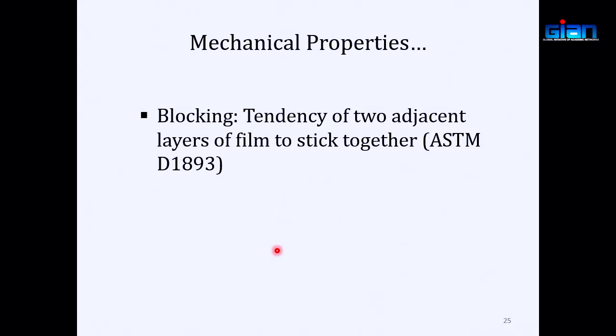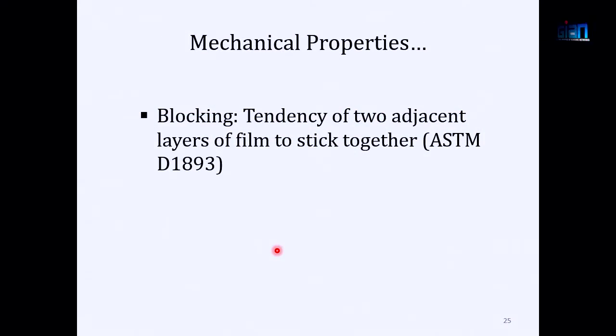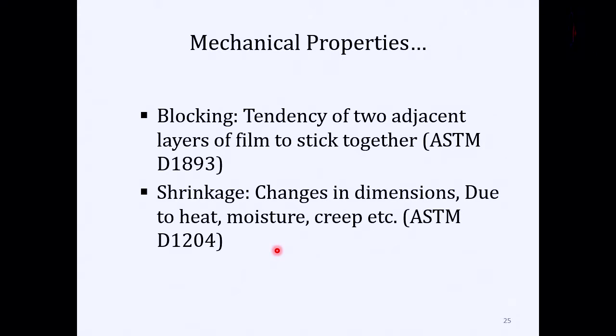Blocking is the tendency of two adjacent layers of film to stick together, right? Sometimes you would see these films have so much static energy that they join together. You want to take them apart, but they just stick together. So depending upon the application, sometimes you don't want blocking of these polymeric films. Shrinkage is basically a change in dimension, and that could happen due to heat, moisture, or creep.